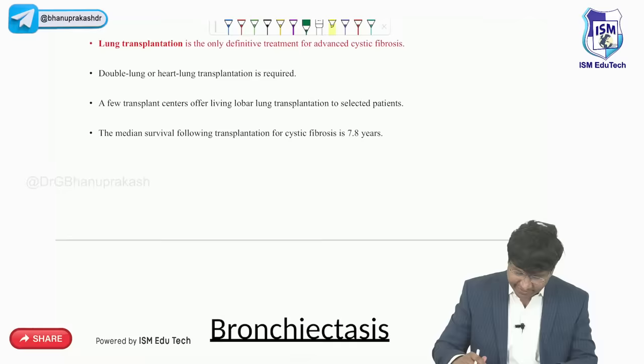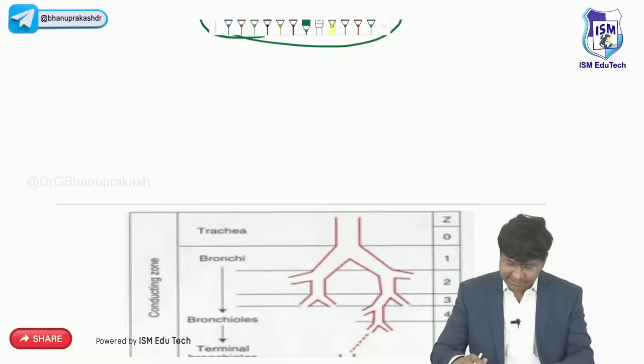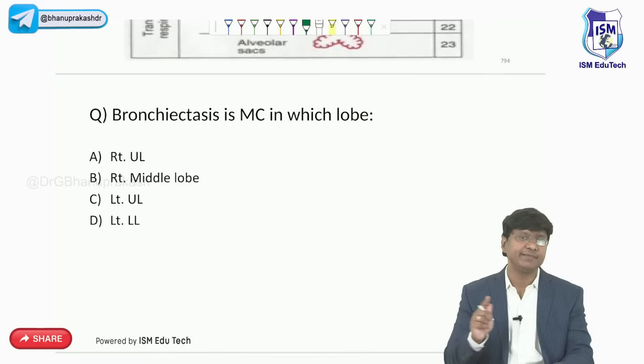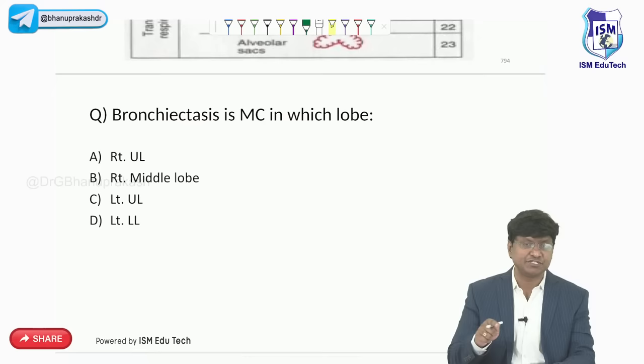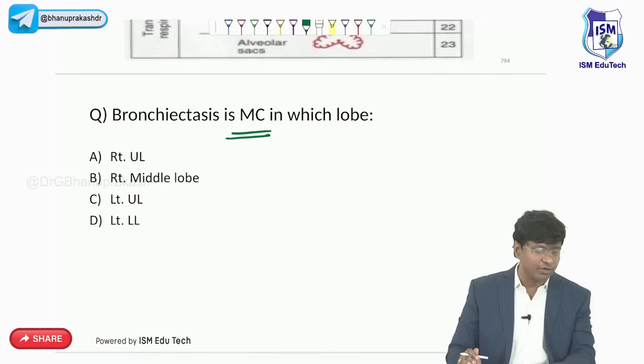Now, the next important topic in pulmonology will be bronchiectasis. Regarding bronchiectasis, you should know which particular airways are affected. Medium-sized airways. Whereas in COPD, small-sized airways. And in bronchiectasis, the medium-sized airways, which particular generation? 5th to 9th generation. And you should know which lobe is commonly affected in bronchiectasis.